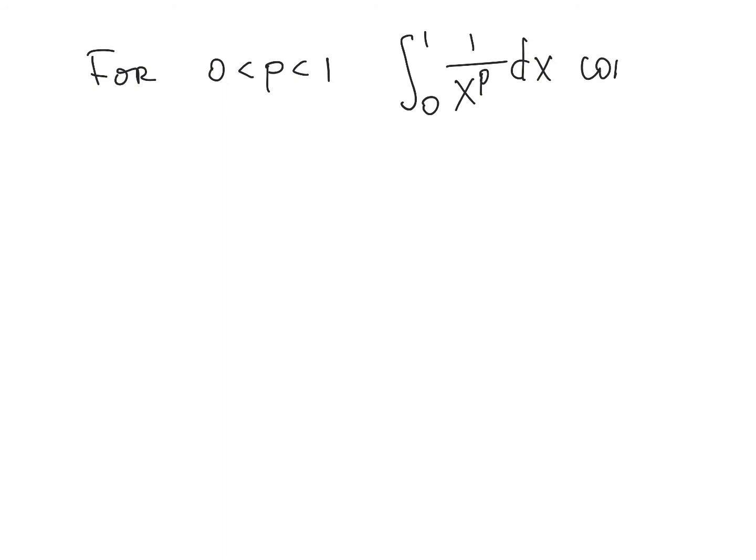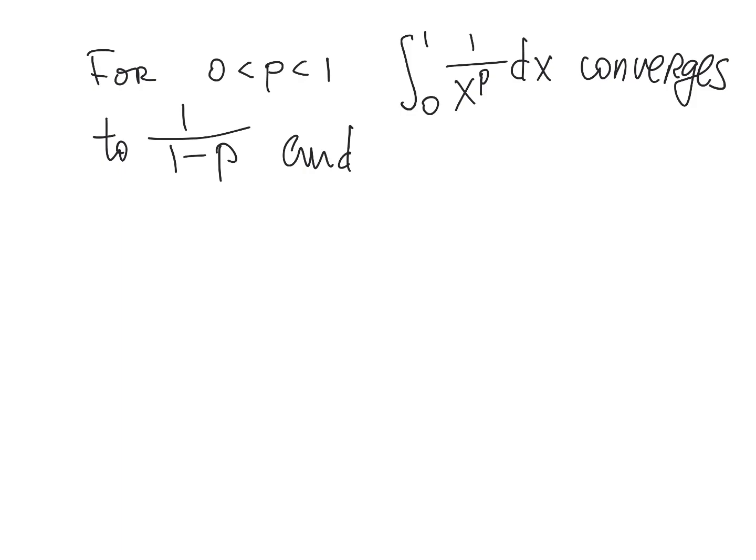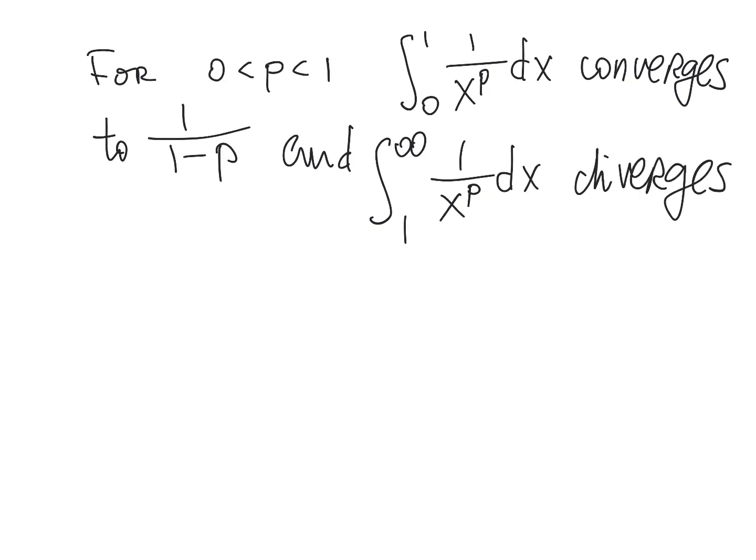Okay, then let's look at the case where p is strictly greater than 0 and less than 1. We know that the integral from 0 to 1 of 1 over x to the p dx converges. And we know that it converges to 1 divided by 1 minus p. And we also know, we saw in an earlier video, that the integral from 1 to infinity of 1 over x to the p dx diverges. So again, we want to use the graph to show this phenomenon.